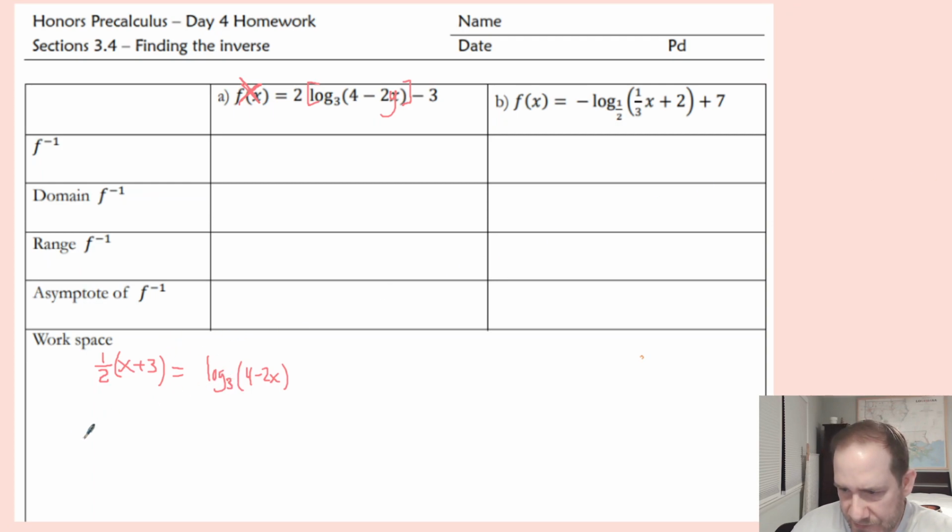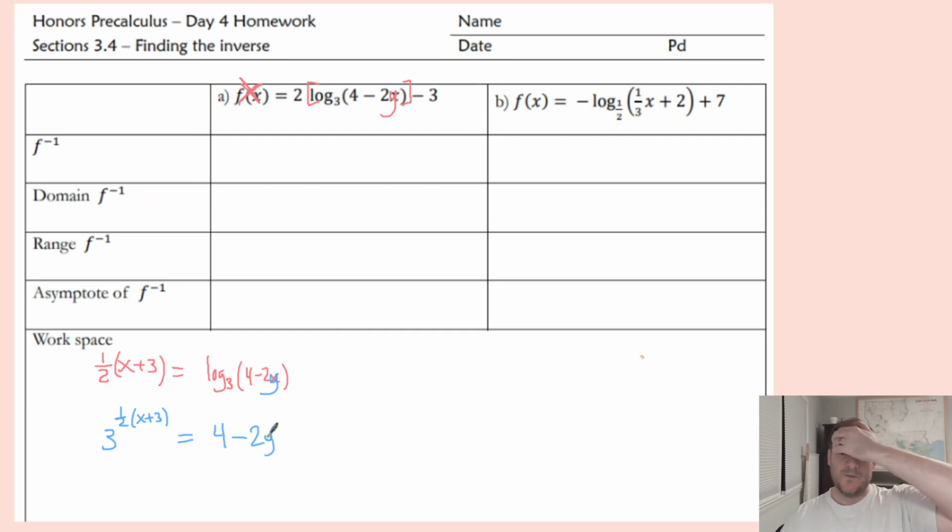Again, we keep the base. We raise it to the power of what the log was equal to. And then we set that equal to what you were taking the log of before. So 4 minus 2. I said 4 minus 2x. Most of you knew I meant y.